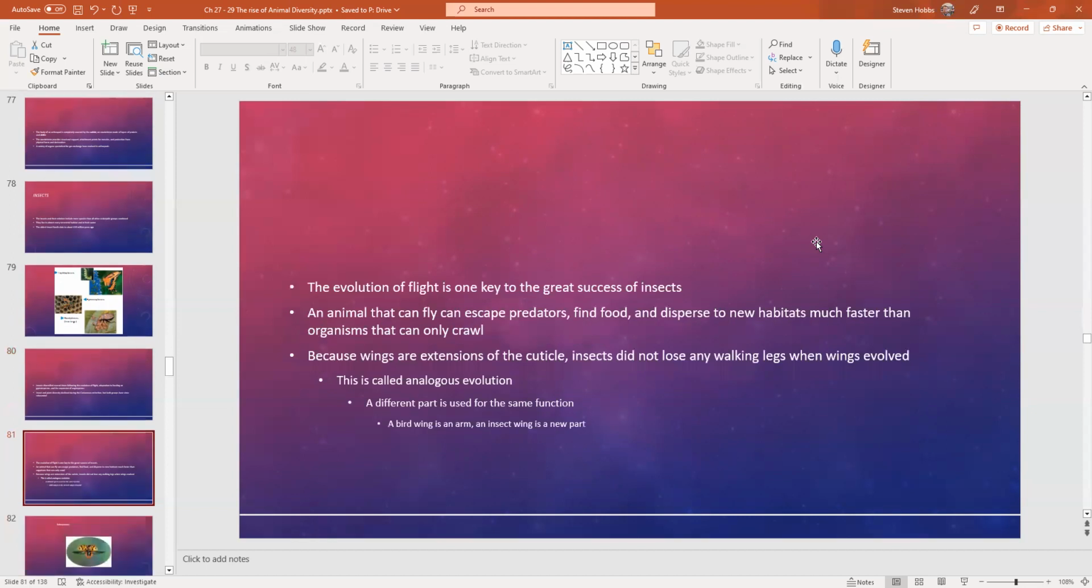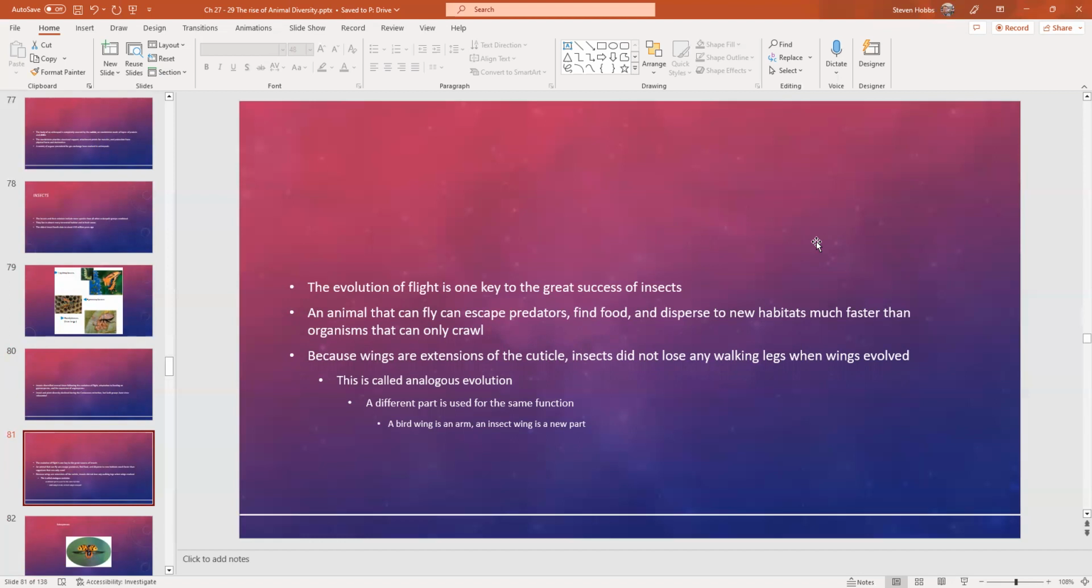Evolution of flight is one of the greatest successes ever. So animals that can fly can escape predators. They can find food easily. They can disperse to new habitats much quicker than they can if they can only crawl or walk. So because the wings are extension of the cuticle, they didn't lose a walking leg. They didn't give up one of their appendages. They developed a new one. We call that analogous evolution. That's where you get a different part using for the same function. For an example, birds, which arose from the dinosaurs, gave up one of their appendages. They gave up their front arms for flight.